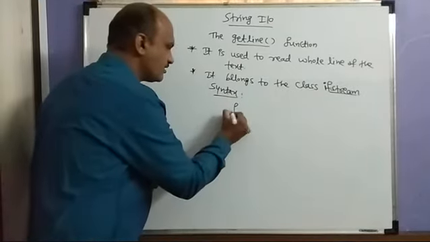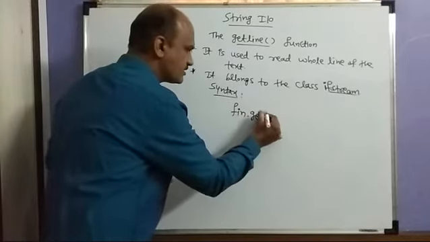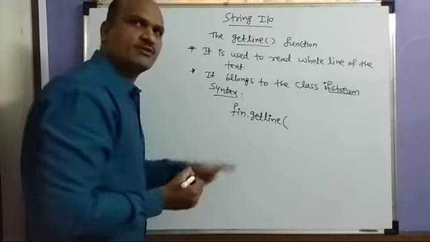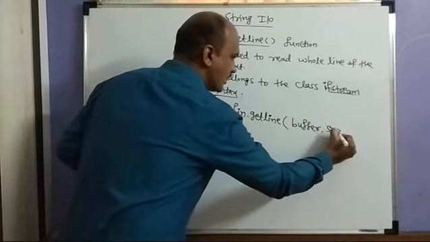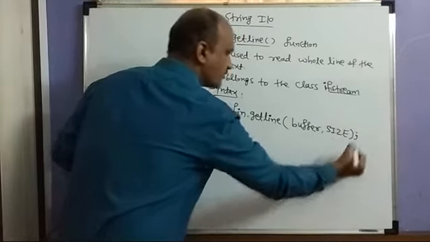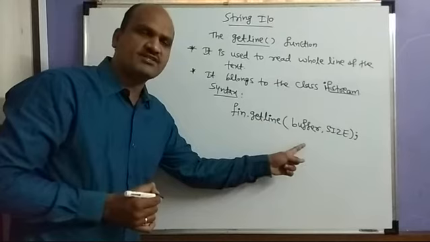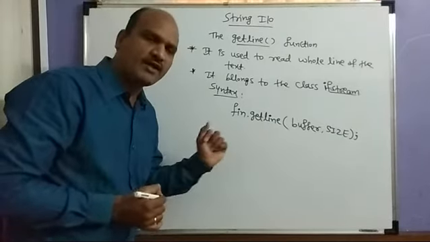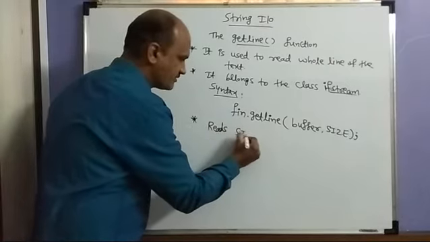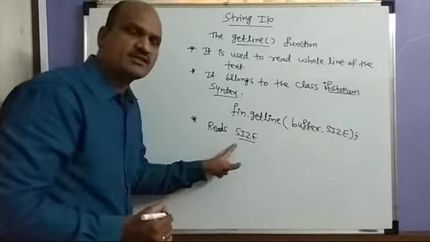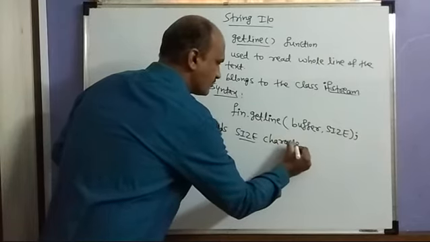As we are using ifstream, it will work with fin. Then the getLine function. In the getLine we are using the buffer comma size. This is the syntax of getLine, where it reads size characters from the file.